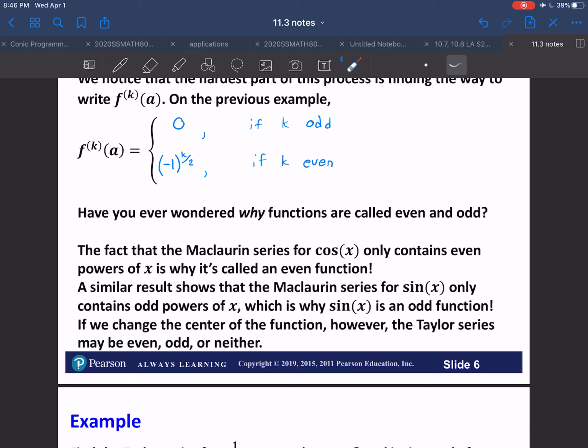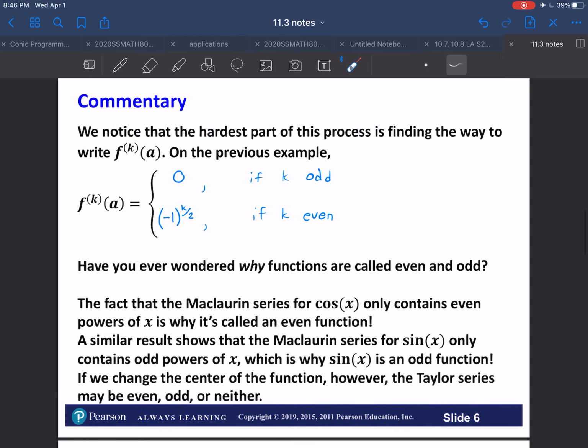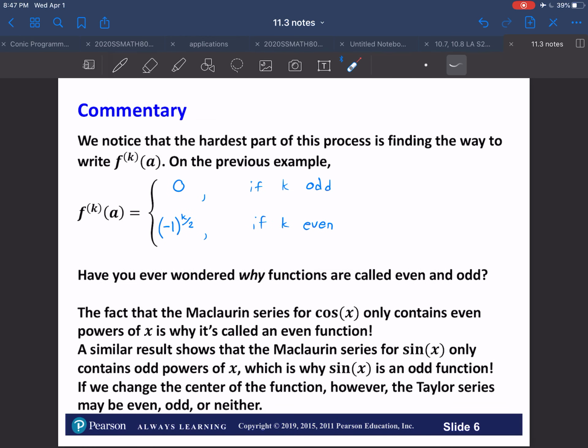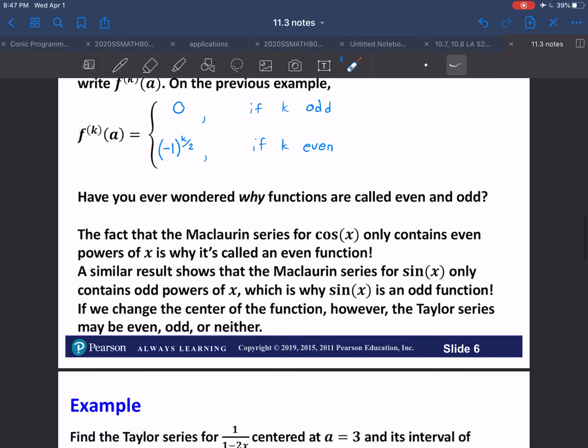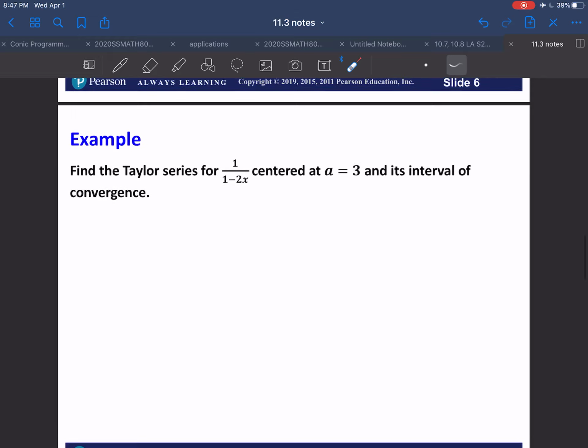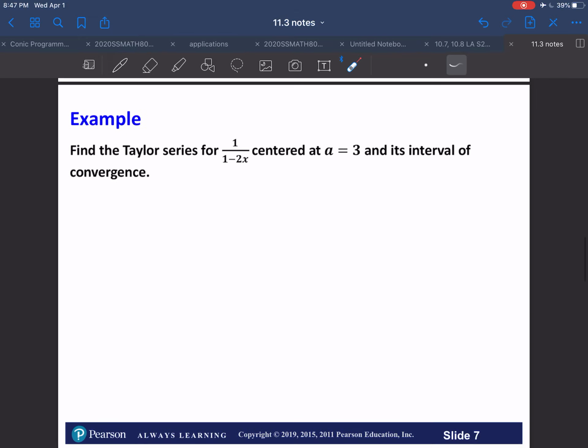And if we change the center of that function, the Taylor series might be even, odd, or neither. So we can make no guarantees if we were to use a equals 5, or a equals 10, or a equals -1. All right, so that's just a fun little side note. So let's do this example now.